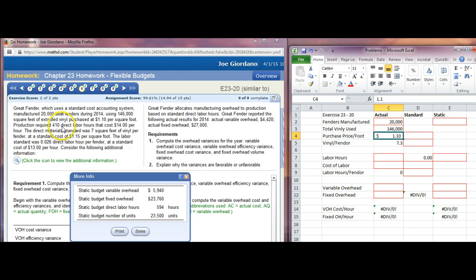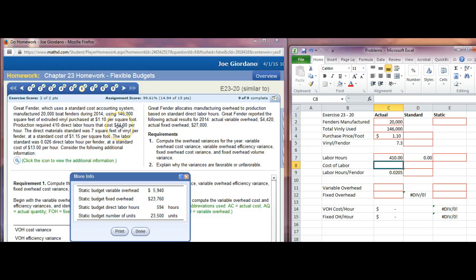Production requires 410 direct labor hours. All right, so now we're on labor hours. So up here I have some materials. Here we've got actual direct labor hours. It's going to take me 410 labor hours to make 20,000 fenders. All right.